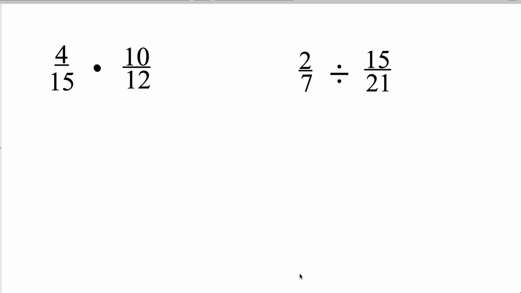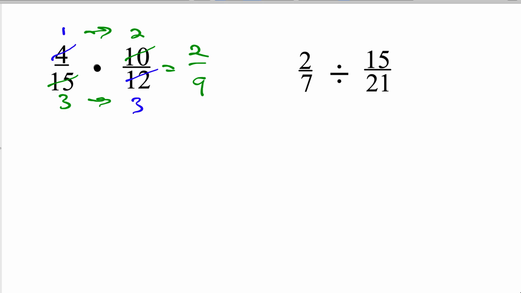Okay, for those of you confused about multiplying and dividing fractions, a reminder for you. If you multiply fractions, you can reduce numerators and denominators. So for example, divide both of these by 4. Okay, I can divide the 10 and the 15 both by 5. So 10 divided by 5 is 2, 15 divided by 5 is 3. And then when I'm done, I can multiply straight across and I get 2 over 9.